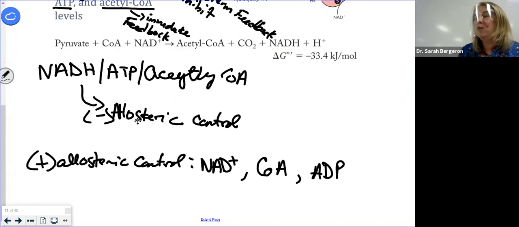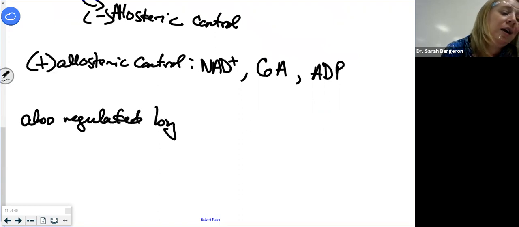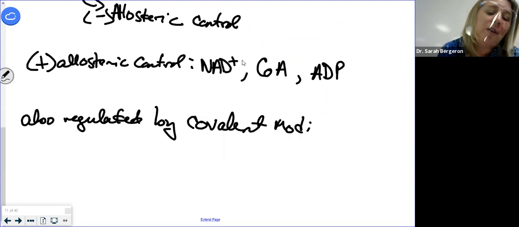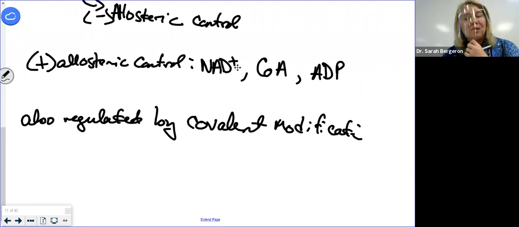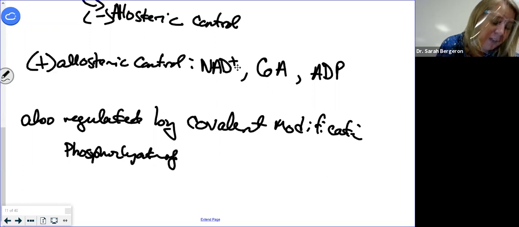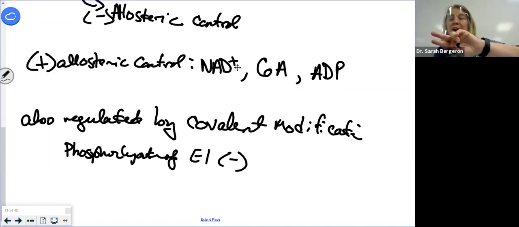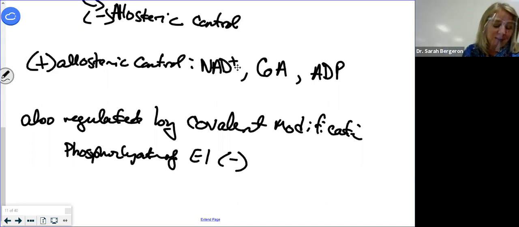Okay, there's another form of control for pyruvate dehydrogenase. The other form of control is actually a covalent modification, right? So we'll say also regulated by covalent modification. What's the most common form of covalent modification that regulates enzyme activity? Phosphorylation. So you have phosphorylation of E1, right? So phosphorylation of E1 is a negative regulator. But you got to think, if you're going to phosphorylate it, you also have to have an enzyme that dephosphorylates it. And we're going to talk about that towards the end of the chapter, where we talk about what phosphorylates and what dephosphorylates.